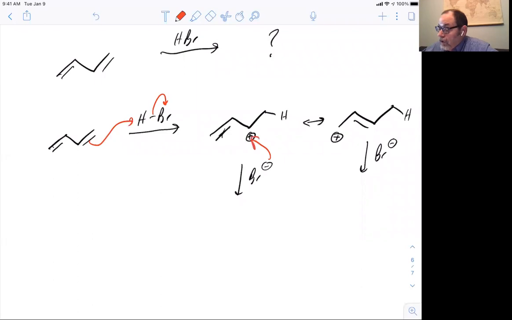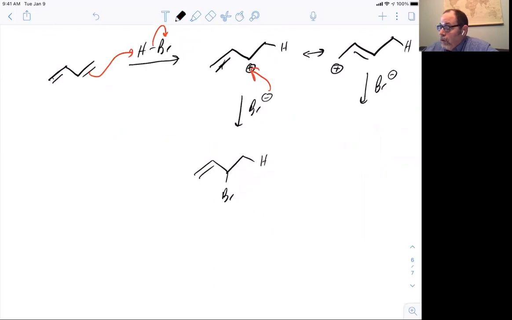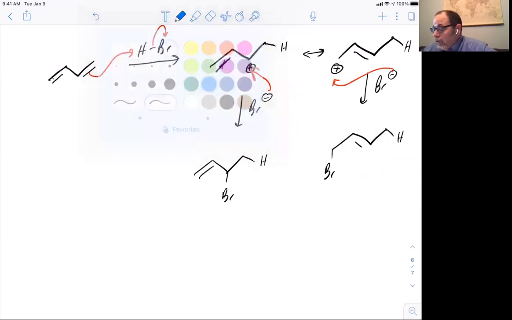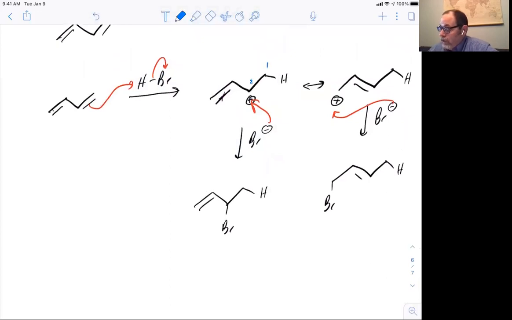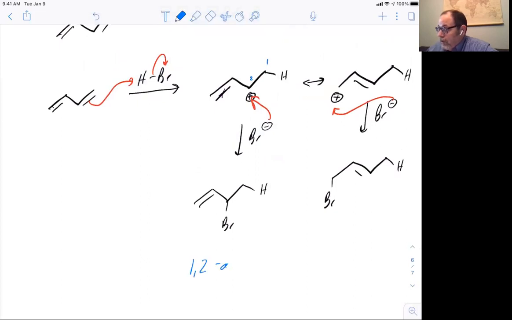So the bromide could attack this position, giving us this product, right? Or it could have attacked this position to give us this. I'm leaving the hydrogen on there on purpose. Now, if we look at where the hydrogen adds, this one is a 1-2, so this would be known as our 1-2 addition product, or adduct. Here, if we count 1, 2, 3, 4, this is our 1-4 addition product.